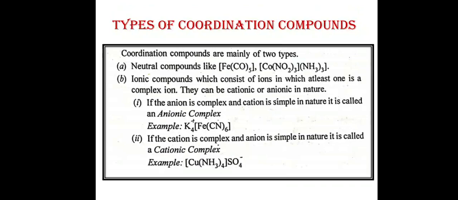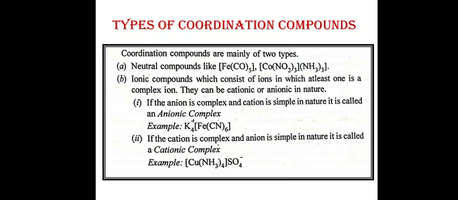If the anion is complex and the cation is simple in nature, it is called an anionic complex. This is an example of an ionic complex, K4[Fe(CN)6], that is potassium hexacyanoferrate. In this, the complex ion [Fe(CN)6] is an anion. That's why it is an example of an anionic complex.